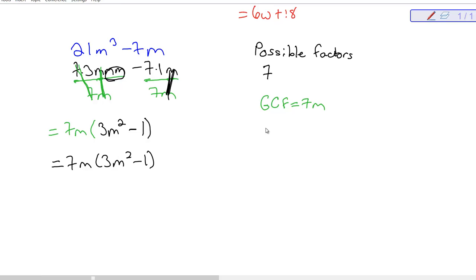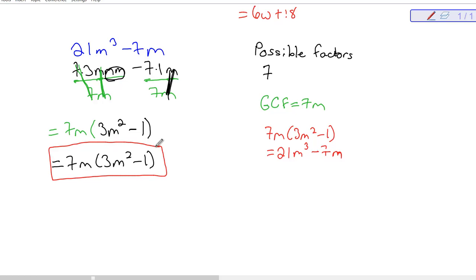Let's come over to the side and check. I have 7m times 3m squared minus 1. If I distribute this, that gives me 7 times 3, which is 21, and then this m times m squared gives me m to the third, and then 7m times a negative 1 gives me a negative 7m, which is what I started with. Therefore, I have factored this correctly using my greatest common factors.